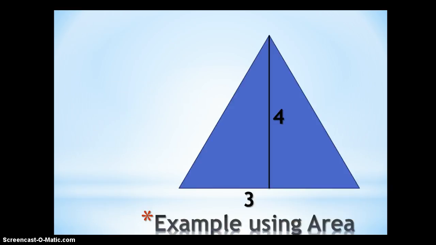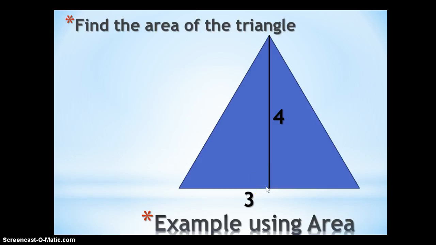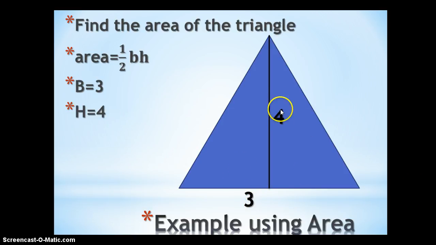So let's look at an example using area. Here we see that the height is 4 units and the base is 3. So let's recall that area is 1/2 the base times the height. So from here we're just going to put in what we know are givens into the formula. The base again is 3 units. The height is 4 units. And so here's what it looks like when you plug it into the formula. 1/2 times 3 times 4, and that calculates out to be 6.